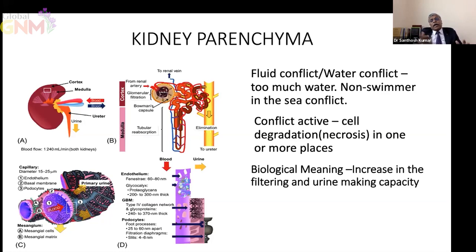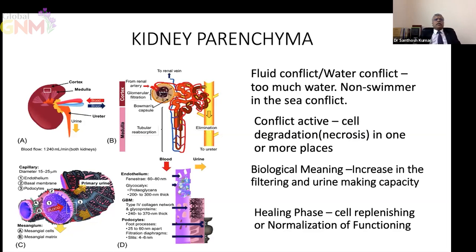This is the active phase. And the biological meaning of this cell degradation is to make more space so that the filtering capacity and the urine making capacity will be more. So all symptoms which we are seeing in our body have biological meaning. So in case of kidney parenchyma, the conflict will be water conflict followed by necrosis of this one. And whenever the healing phase comes, the cells will be replenished or the normalization of the function will be there.